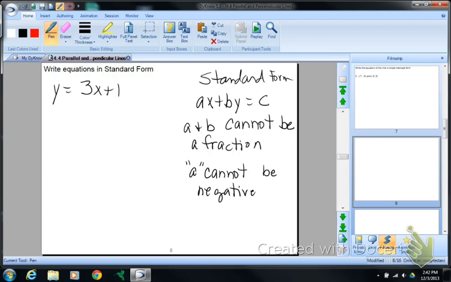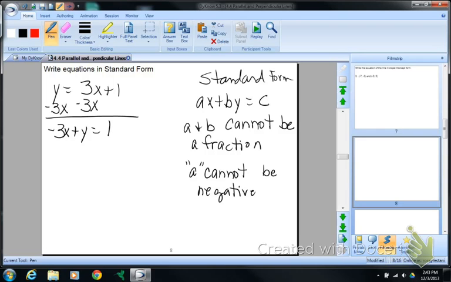So this equation, y equals 3x plus 1, we need to put it in standard form. In other words, we need to get the x and the y together on the left side. So we're going to have to subtract 3x from both sides. And we always write the x first. So that's negative 3x plus y is equal to 1.